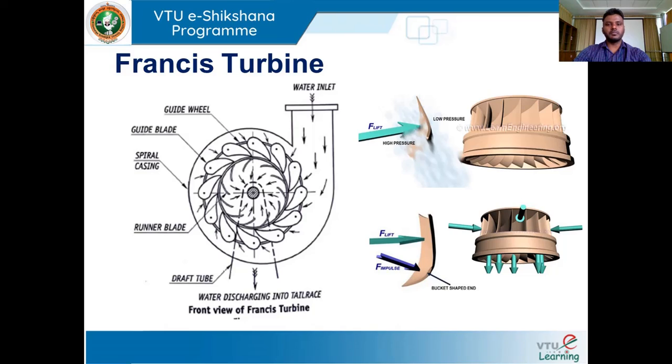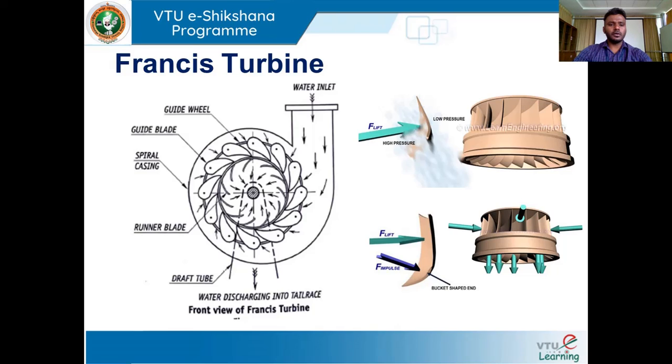In the case of Francis turbine, the major driving force is both the impulsive action as well as the reaction force developed by the movement of water. So the Francis turbine is not a pure reaction turbine. The kinetic energy of water, the impulsive force generated by the flow of water, as well as the reaction force developed, make this turbine rotate at the required speed. That's why the Francis turbine is also called a mixed flow turbine, where the water enters in radial direction and leaves in axial direction. Hence it is a mixed flow turbine.